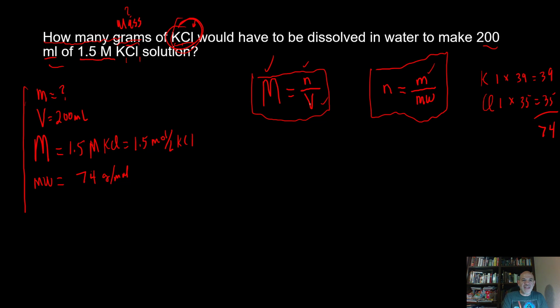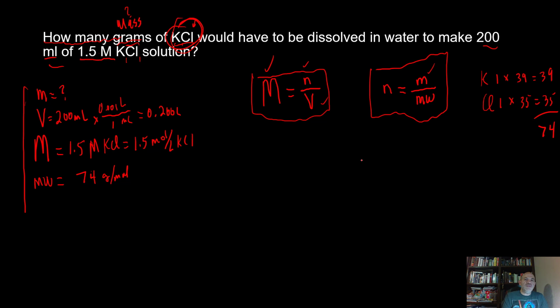Are we given volume? Yes, but remember it has to be in liters, right? So remember that conversion earlier, we did milliliters here, liters here. Basically, when you're doing milliliters to liters, it moves the decimal place 3 times to the left. So it's going to be 0.200 liters.